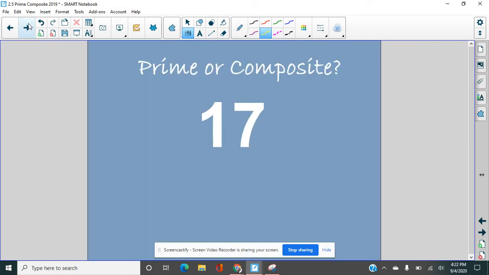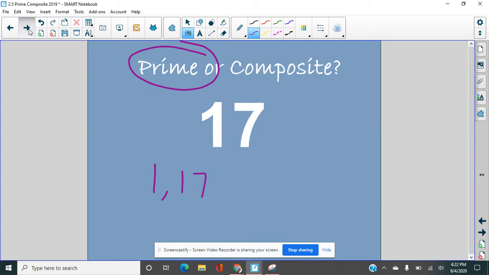Next number, 17. 1 times 17. Let's see. Anything else that equals 17? 2, nope. 3s doesn't work. 4s, can't count by 4s and say 17. Can't count by 5, 6, 7. No other things. No other factor pairs equal 17. This is a prime number.